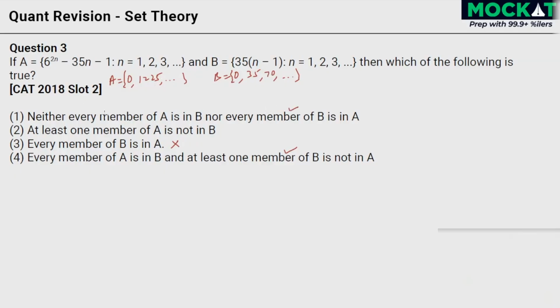What about the first one? So now the question is, is every member of A there in B or not? Now, if you're just going to compare the options and only that, at least one member of A is not in B. Neither every member of A is in B.